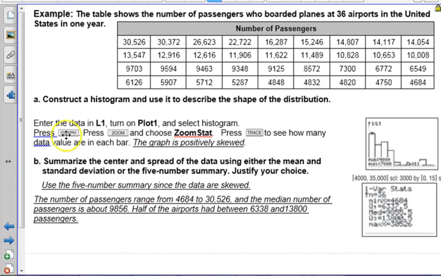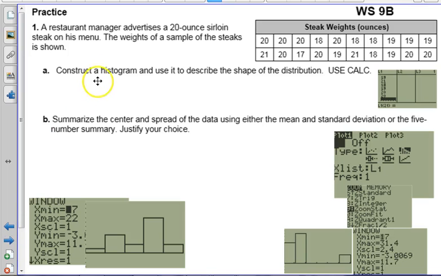It says he advertises a 20-ounce sirloin steak on his menu. I believe this is also 20 items, isn't it? Okay, there's 20 steaks that they weighed. I don't think the average is going to come out 20, do you? There's a couple above 20, but most are below.